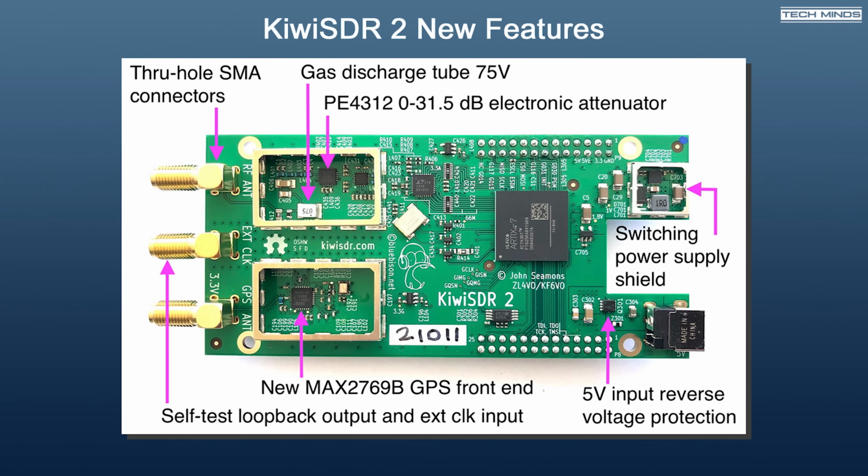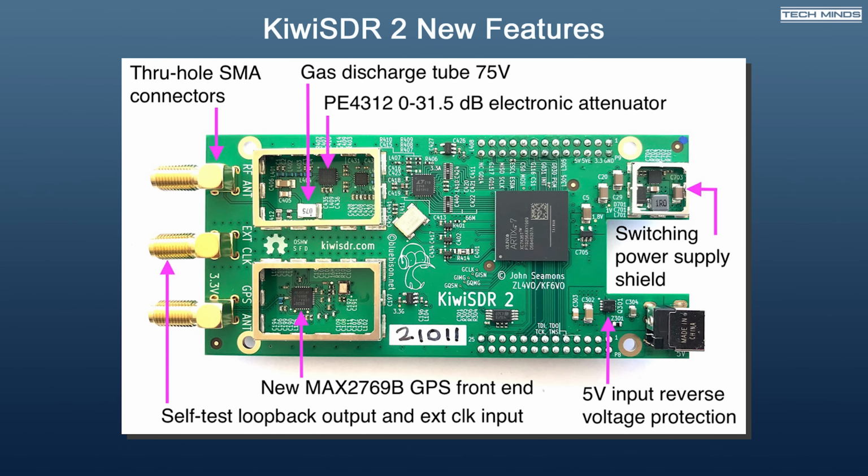Now if you have the first version KiwiSDR and are wondering what the differences are between it and the KiwiSDR 2, then this image here that I took from the KiwiSDR website highlights the main differences. Now the switching power supply shield should help with eliminating RF noise caused by the switching power supply, if there is any, while the gas discharge tube should protect against any voltage power surges. The 0 to 31.5 dB electronic attenuator will be super useful if you're tuned to extremely strong stations.